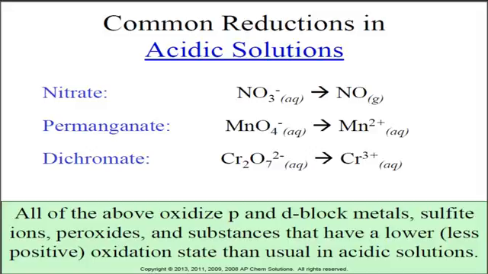Manganese drops from +7 to +2 because +2 is its most common charge for an ion. Chromium drops from +6 to +3. +3 is its most common charge as an ion.